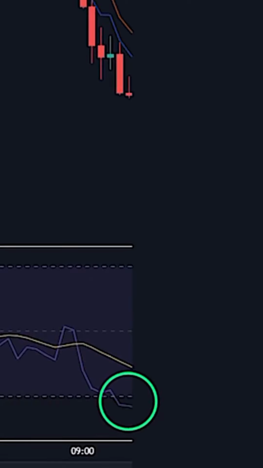For a sell signal, wait for price to be below the Super Ichi cloud, then wait for a breakdown signal. And you're gonna exit once the RSI is oversold.